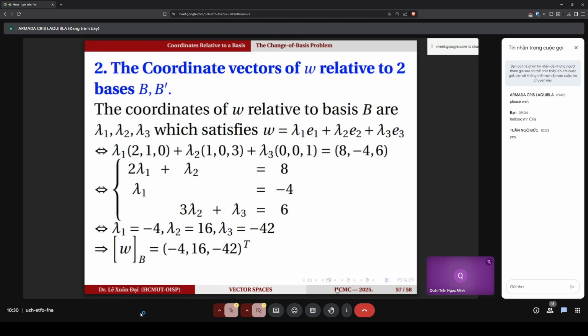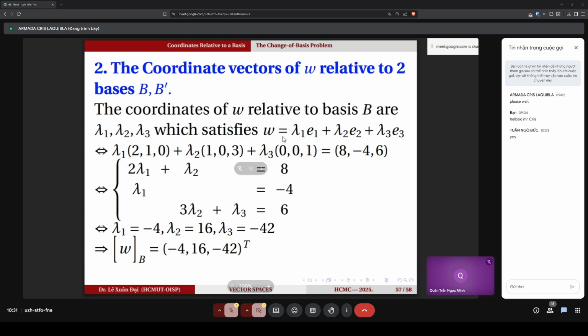Next, find the coordinate vectors of W relative to the two bases B and B prime. So first, what we are going to do is get W equal to lambda 1 times E1, plus lambda 2 E2, plus lambda 3 E3. Now you substitute there. We use lambda 1 here, but you can use any variable you want, like a sub 1, a sub 2, a sub 3, it's up to you. So first, lambda 1 times E1.